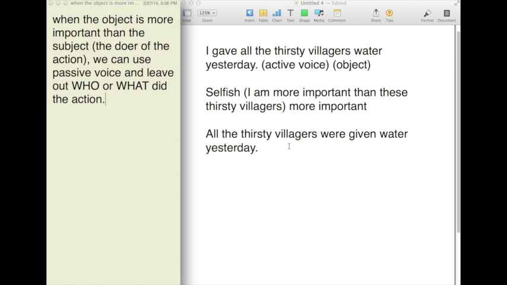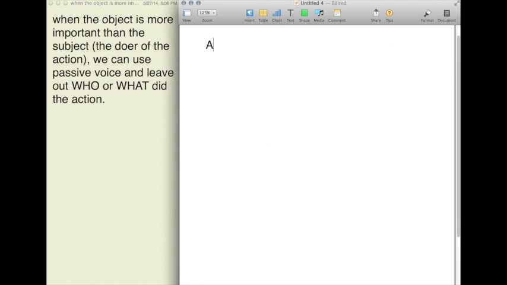Let's do some more examples. A crazy person burned their house down. We can say last month.